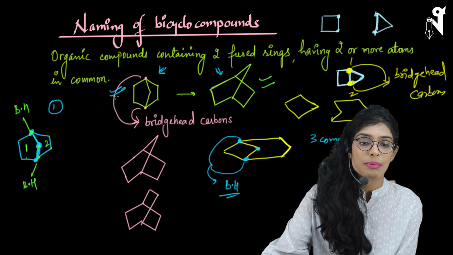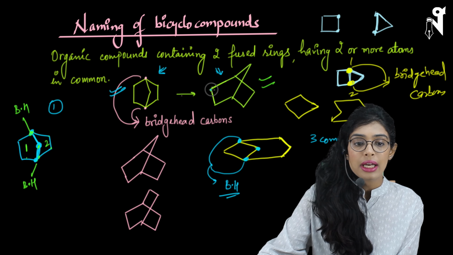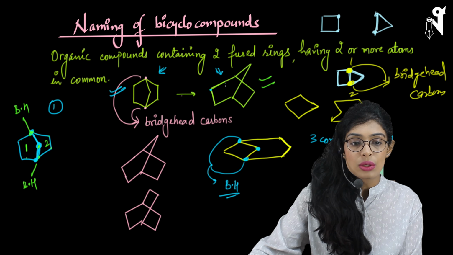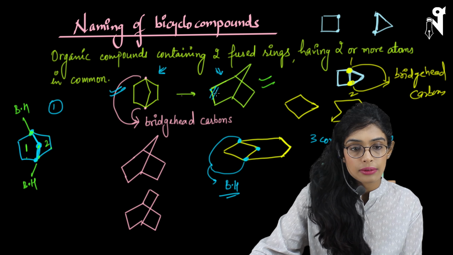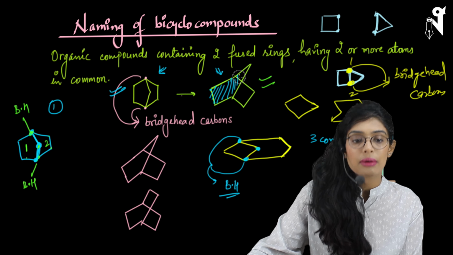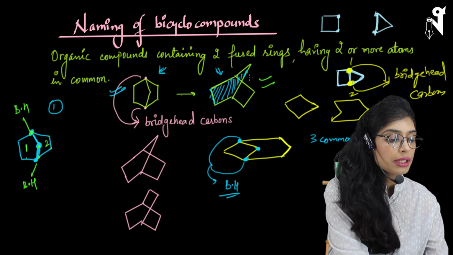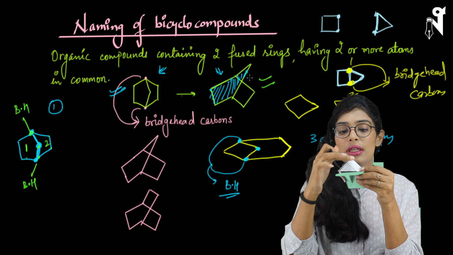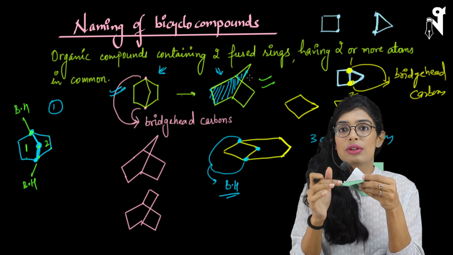Mind it. Let me just show you one more thing. Let me color this in different colors. The rings over here: this whole thing is one ring, like the one I showed you just now. So this is a 1, 2, 3, 4, 5 membered ring.